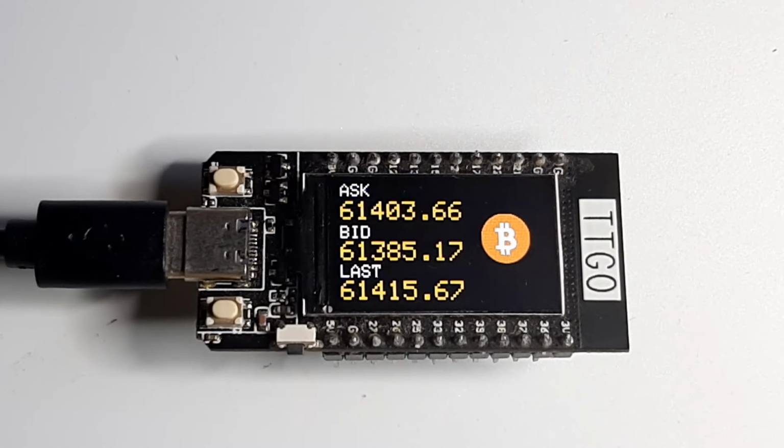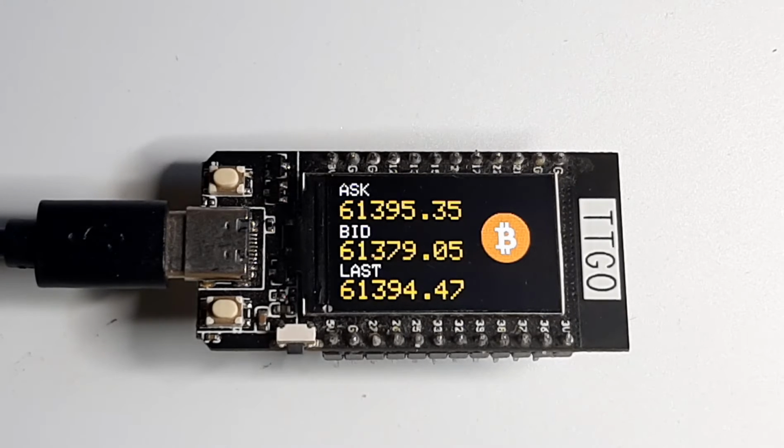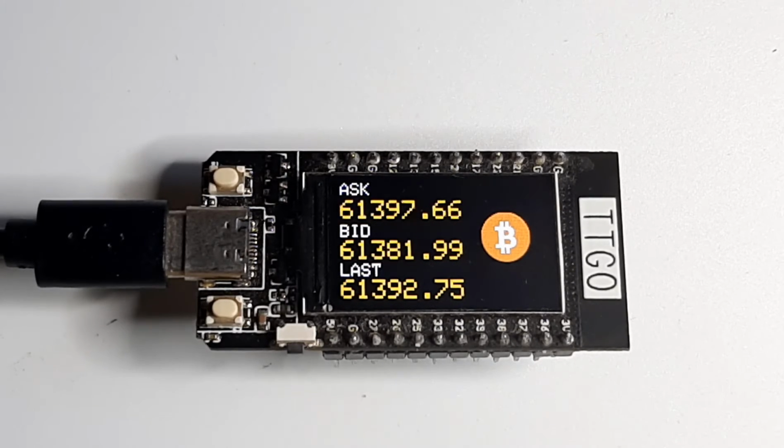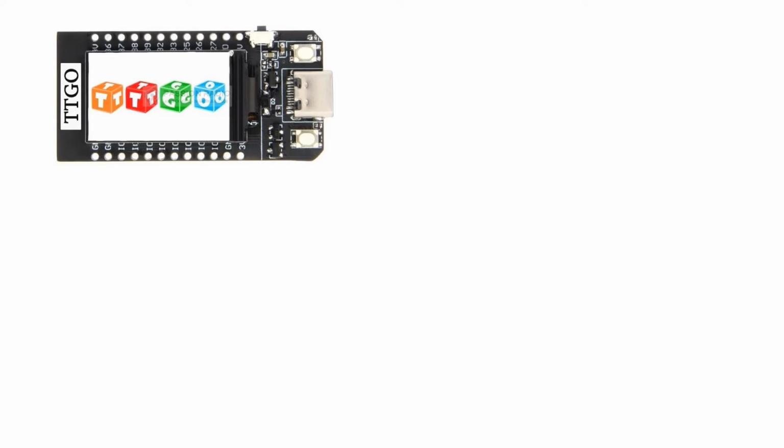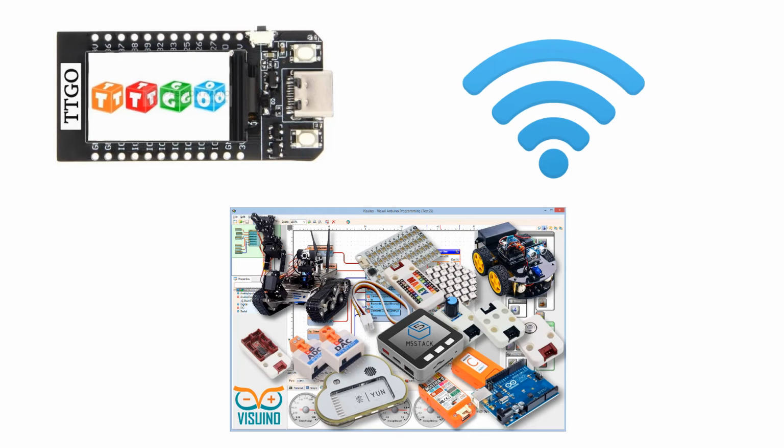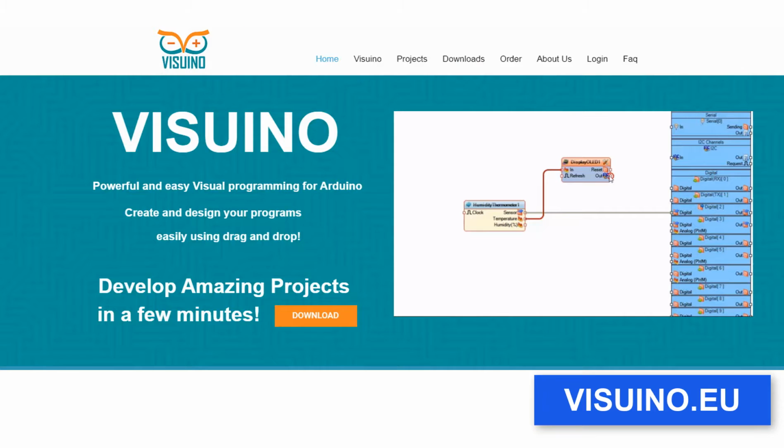In this tutorial we will learn how to get a live Bitcoin price and display it on the TTGO ESP32. For this tutorial you will need a TTGO ESP32, a Wi-Fi connection and Visuino software. Go to visuino.eu and download and install Visuino software.